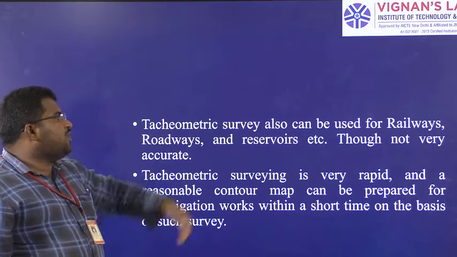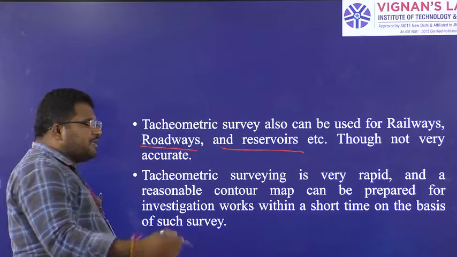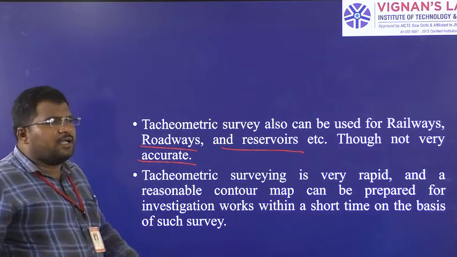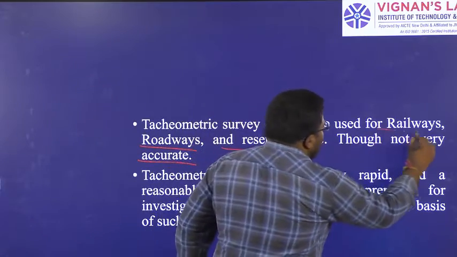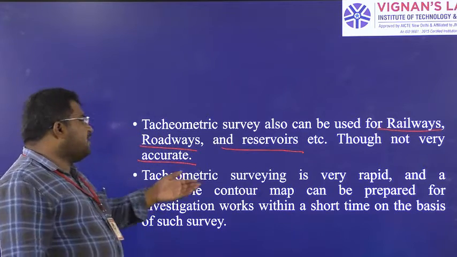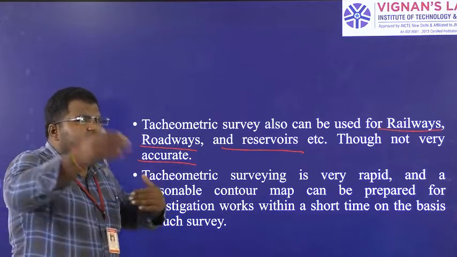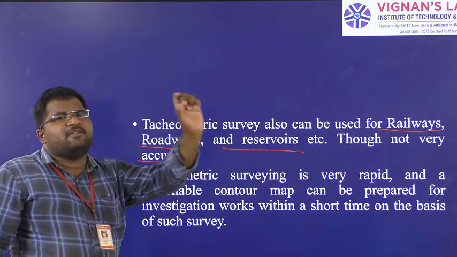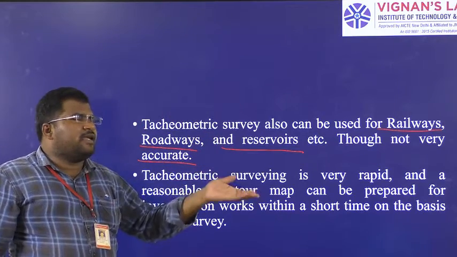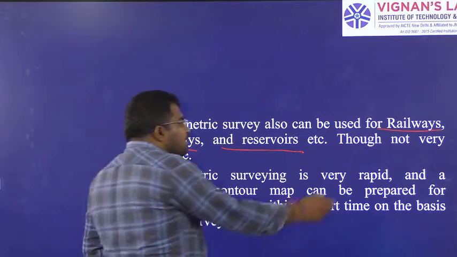Tachyometric survey can also be used for railways, roadways, and reservoir design. Even though it is not accurate, we can use it for railways, highways and reservoirs. Next, tachyometric surveying is a very rapid means; we can do it very fast. If you take the reading of the angular value, that is theta, you can tell both the L value, that is the vertical height, and the horizontal distance immediately. That's why it is called more rapid.